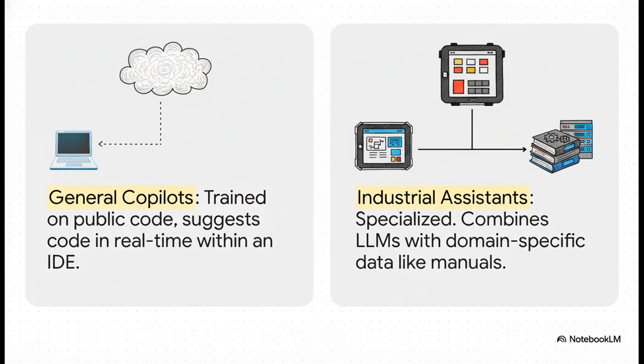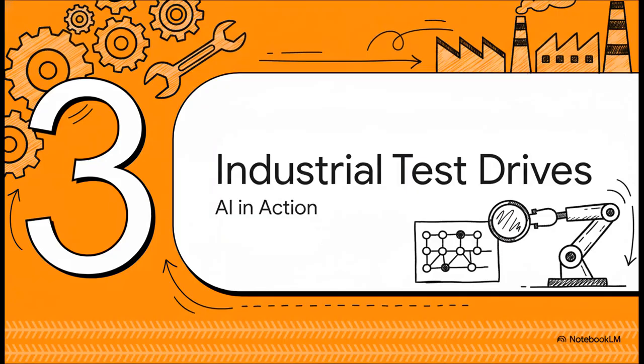But on the other side, you have industrial assistants, and this is the real game changer. They combine the LLM's power with deep, specific knowledge. We're talking your company's own machine manuals, your internal error logs, that kind of stuff. Which brings us to the really fun part: industrial test drives. Let's buckle up and see how this combination of a powerful engine and a specialized vehicle actually solves real-world industrial problems.